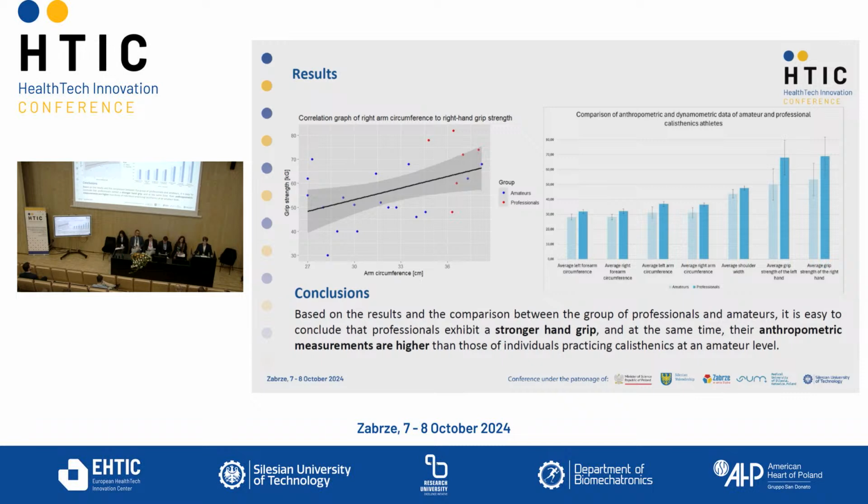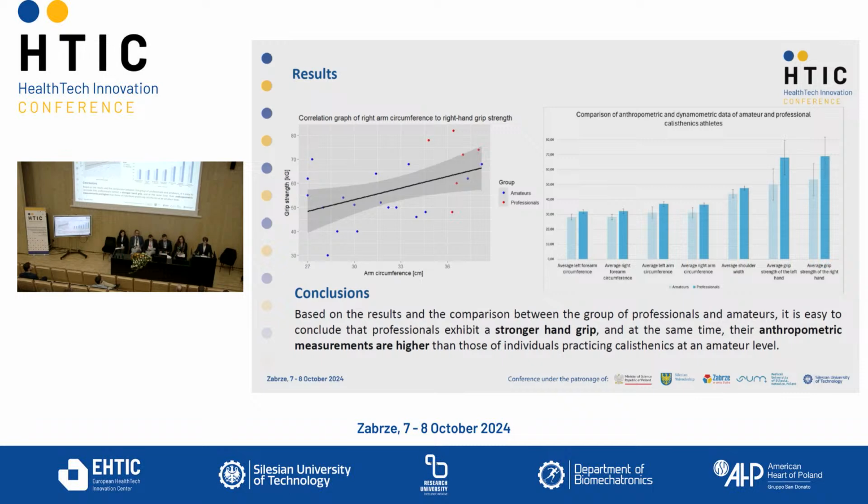The second chart on the right compares the anthropometric data and dynamometric data of amateur and professional calisthenics athletes. Professionals, with darker bars, clearly outperform amateurs, whose lighter bars show lower parameters. Grip strength values in particular show a clear advantage for the professional group.